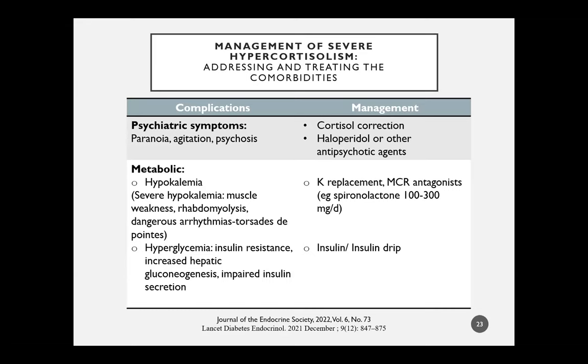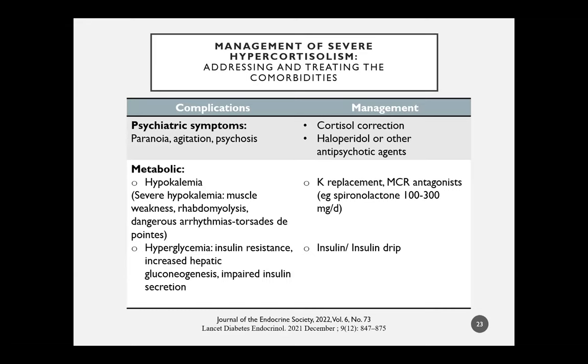In this condition, obviously, decreasing the cortisol level will be helpful, but we might need to give some antipsychotic agents to assist with the management. Hypokalemia, we discussed it already, that was very profound in our patient, but some patients might present with severe hypokalemia and symptoms related to that, like muscle weakness from the hypokalemia per se, rhabdomyolysis or dangerous arrhythmias. In this situation, potassium replacement also plays an important role, and mineralocorticoid receptor antagonists such as spironolactone at high doses could be very helpful for the management.